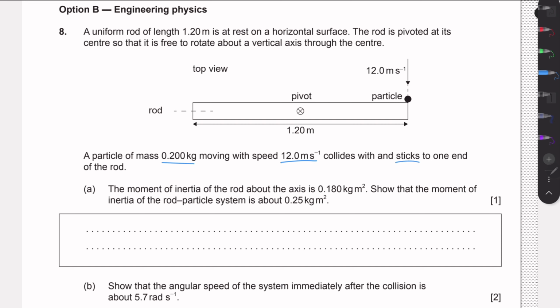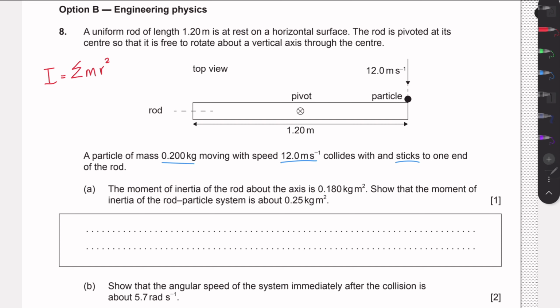So the moment of inertia of the rod before was 0.18 kilograms meter squared, and we need to show that the moment of inertia of the rod particle system is about 0.25 kilograms times meter squared. So we need to remember that moment of inertia is just the sum of mr squared.